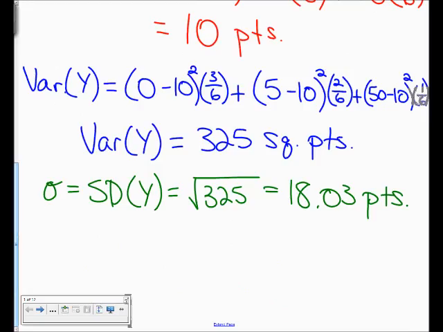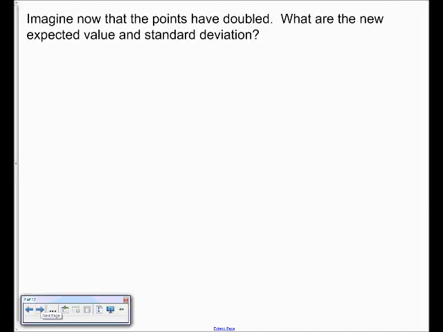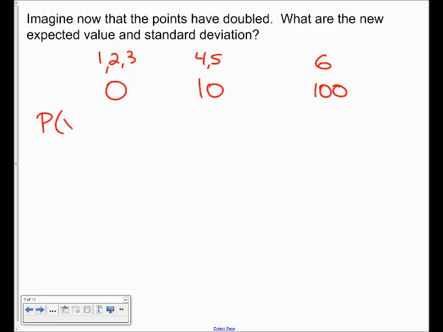All right, let's continue. It says to find the new expected value and standard deviation if we double the points. So instead of having 0, 5, 50, now we're going to have 0, 10, and 100. We still have that this is when I roll a 1, 2, or 3, this is a 4 or 5, and this is a 6. Probabilities haven't changed. This is still going to be a half or 3/6, this is 2/6, and 1/6. So nothing has changed in terms of the probabilities.